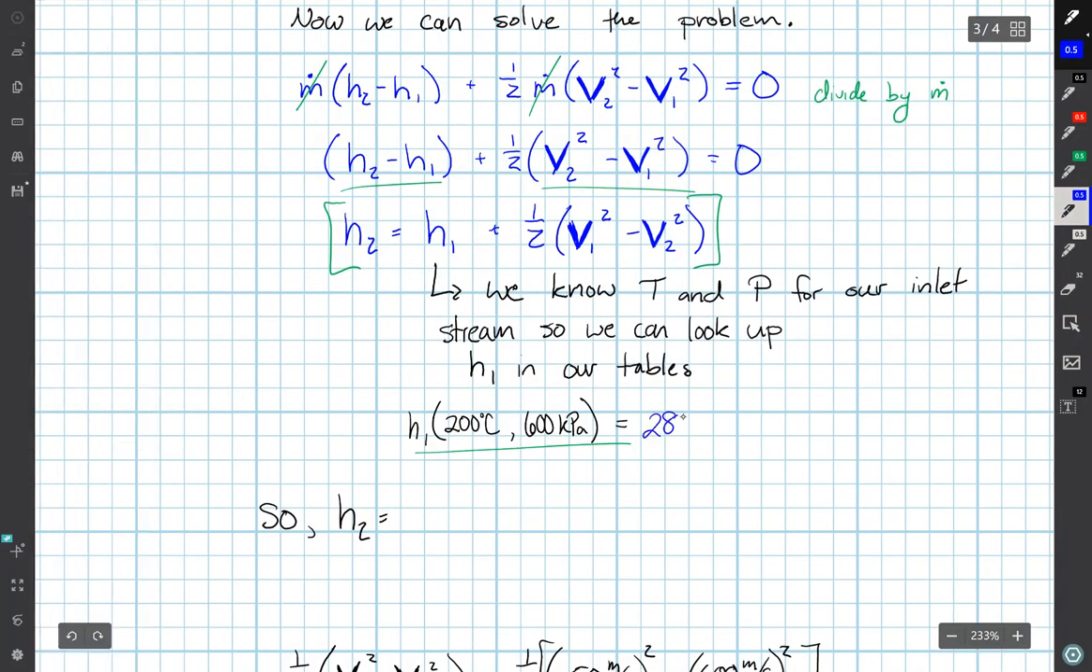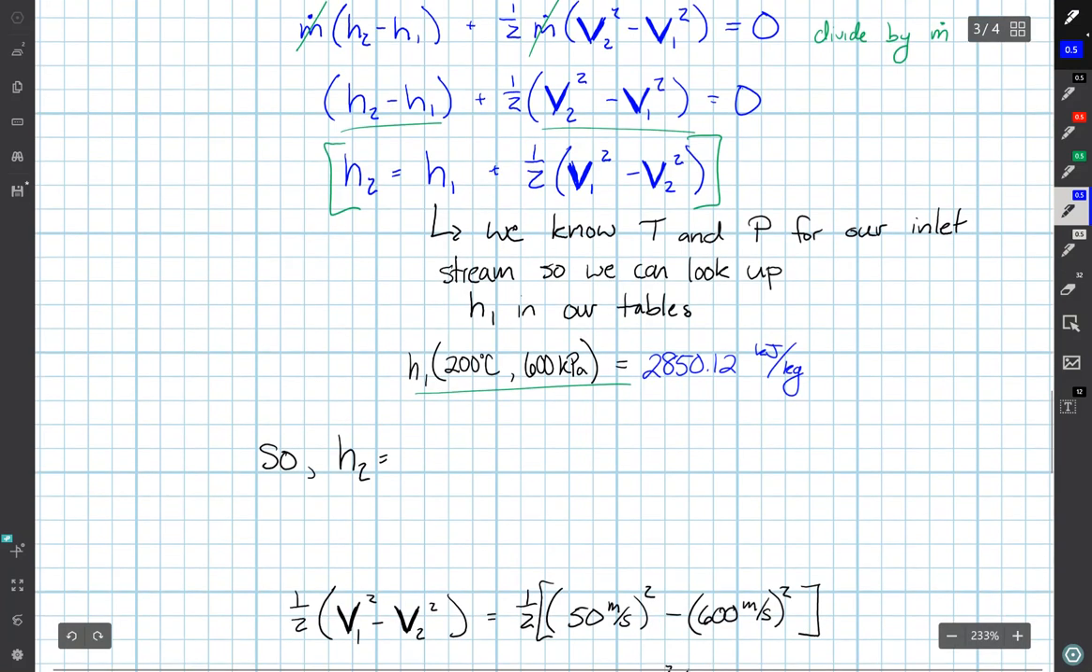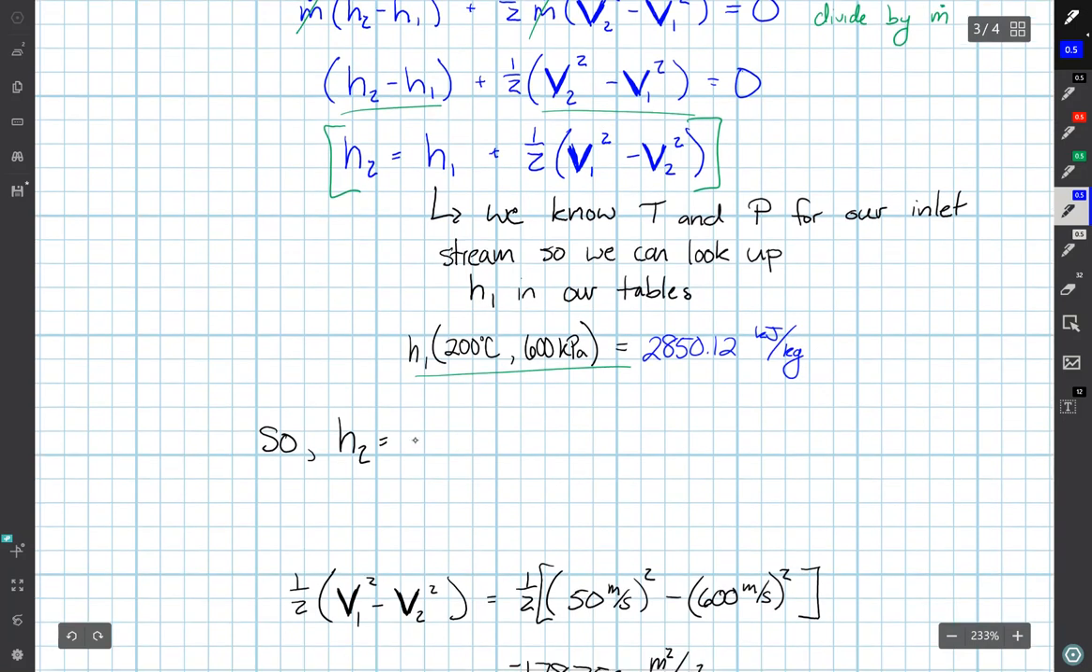This is 2850.12 kilojoules per kilogram. Right, that's from table B.1.3. So H2 we can now write is 2850.12 kilojoules per kilogram plus 1/2. Now V1 squared was 50 meters per second, so we have 50 meters per second squared minus 600 meters per second squared.